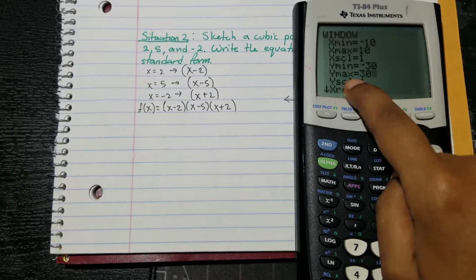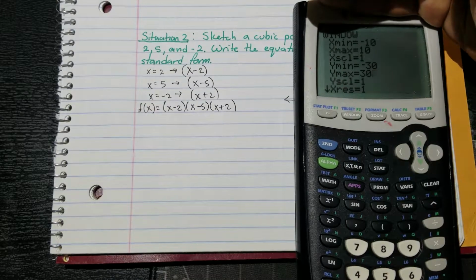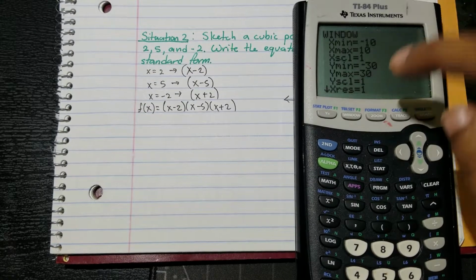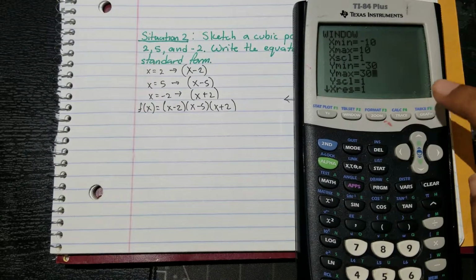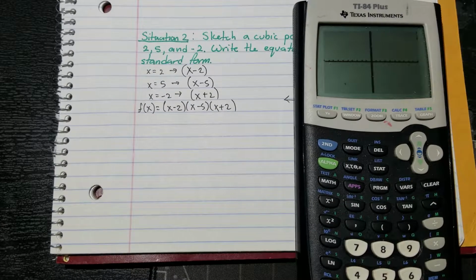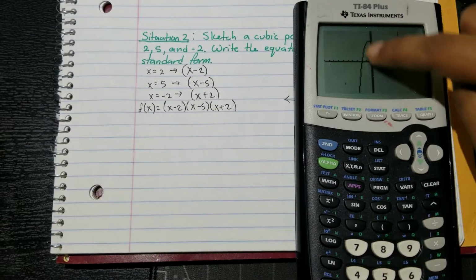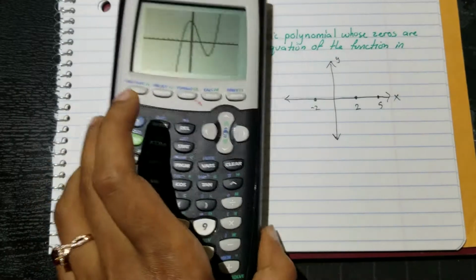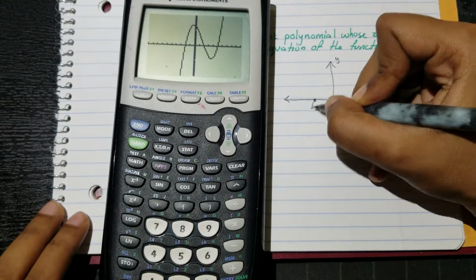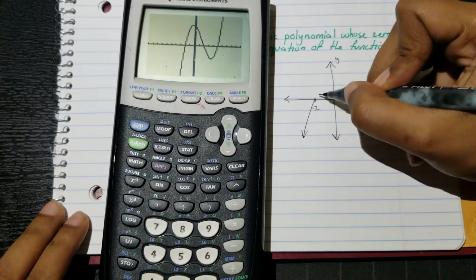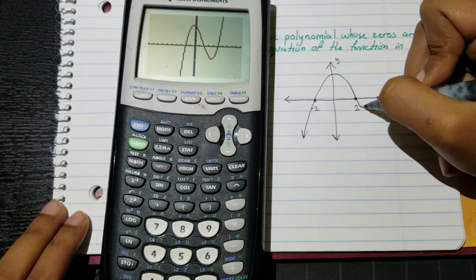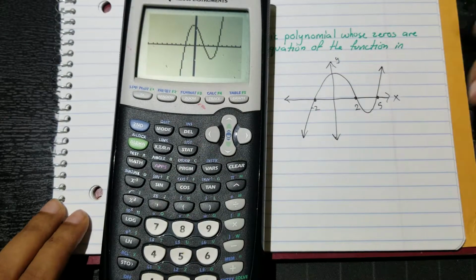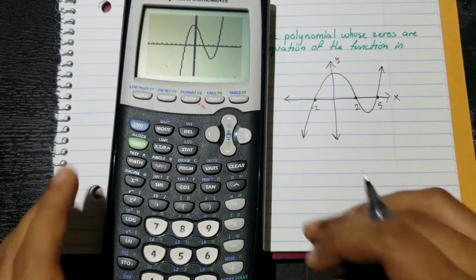So I went down to my y max since my top part was cut off. I want more y values up, so I increased the y max. Once you do that, you're going to hit graph. You should get to see everything as they are. And then you just sketch what you see. So graph here, and you have a good sketch.